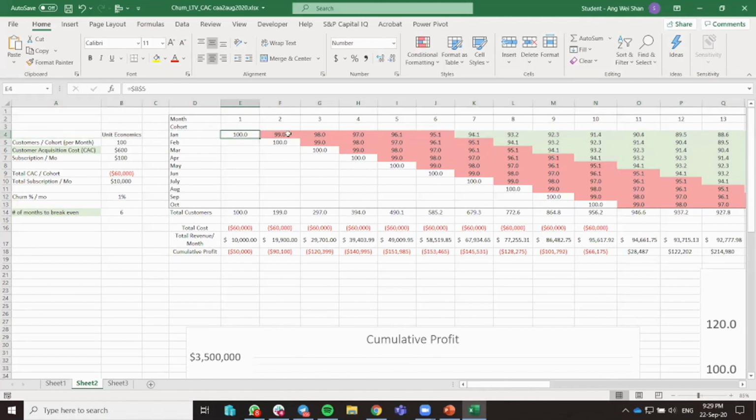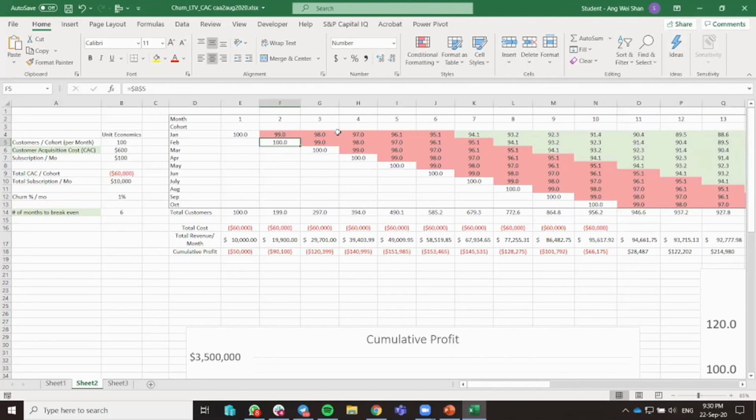And you know, first month 100 customers, second month after 1% churn 99, 98, 97, 96, 95, and so forth, right? So now, you see, in January I have 100 customers, and in the second month, which is February, I have 99 customers left from the cohort of January. However, I have a new cohort coming up, which is the cohort in February. And this new cohort has 100 new customers.